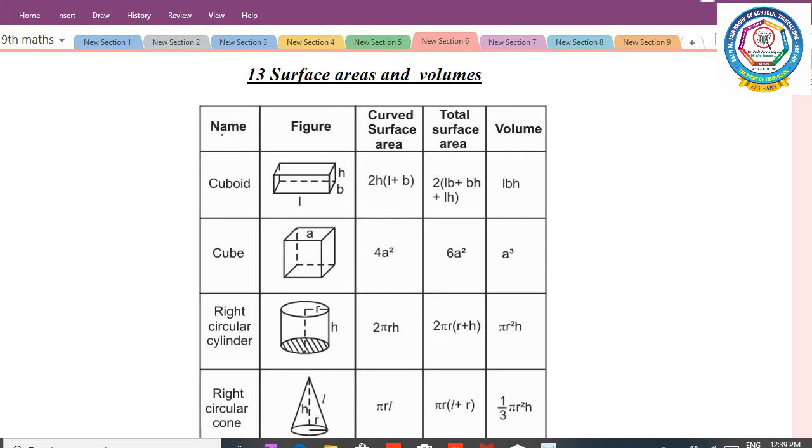Then the cube. A cube means all sides are equal, so length, breadth and height are everything equal, a. What is the curved surface area of a cube? Only the curved surface, don't consider the top area and bottom area. So 4a square. Then total surface area means including top and bottom, so 6a square. Then volume means length, breadth, height, everything is equal in a cube, so a into a into a, a cube.